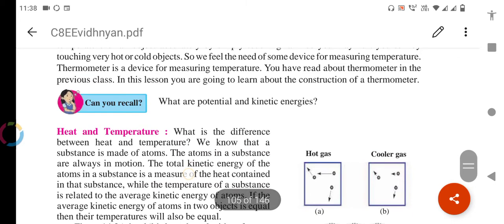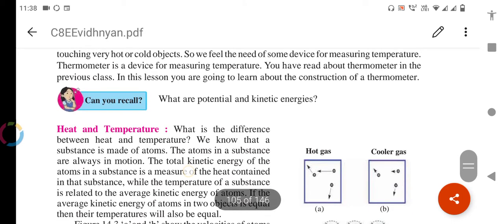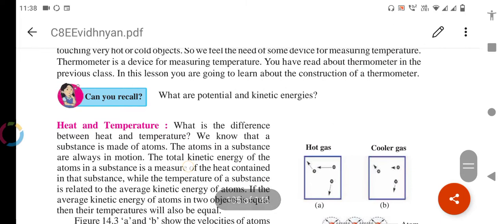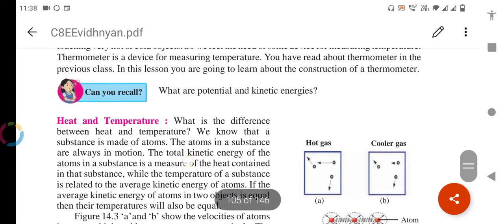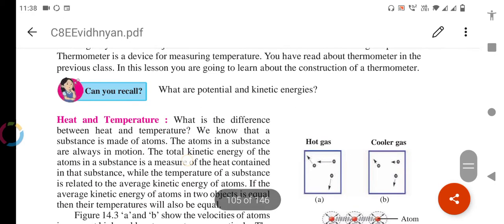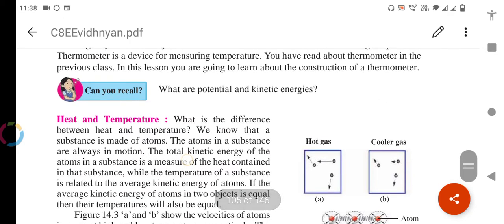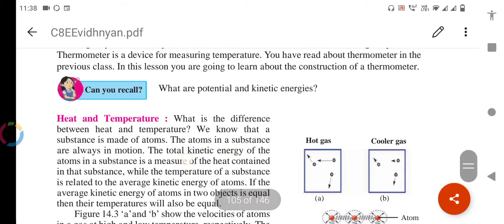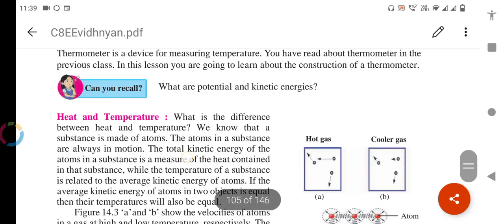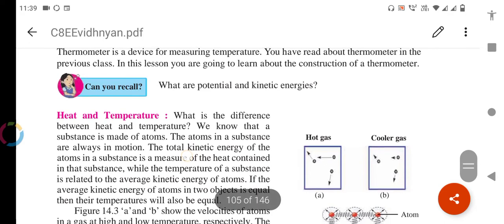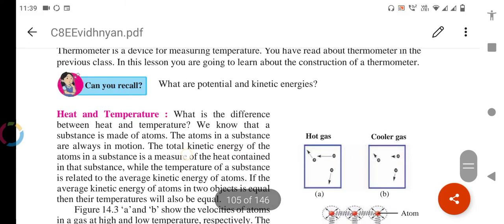Okay, there is a question, students. What are potential and kinetic energy? Okay, potential और kinetic energy क्या होता है? The answer of this question is, the energy stored in the body because of its specific state or position is called potential energy. जो specific state और पोजीशन की वजह से जो बॉडी में एनर्जी स्टोर होता है उसको हम बोलेंगे पोटेंशियल एनर्जी. The energy possessed by a body because of its motion is called its kinetic energy.